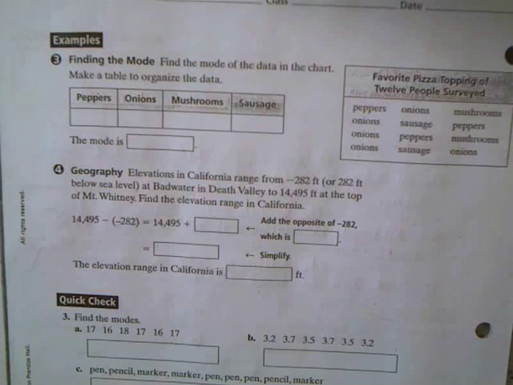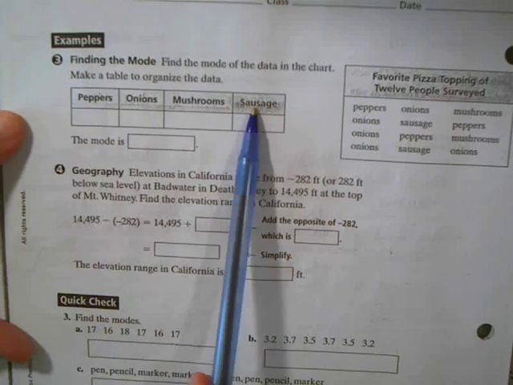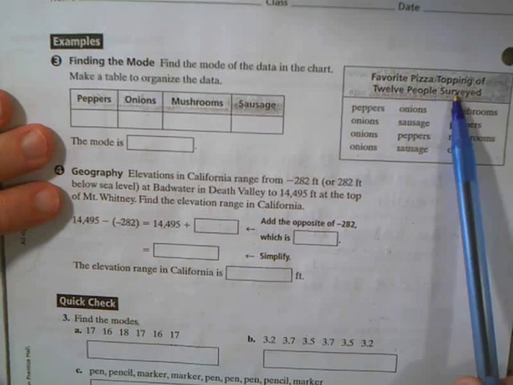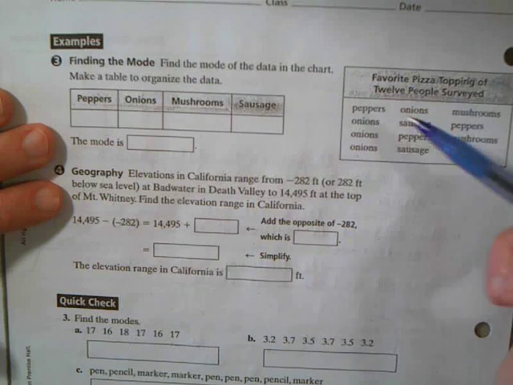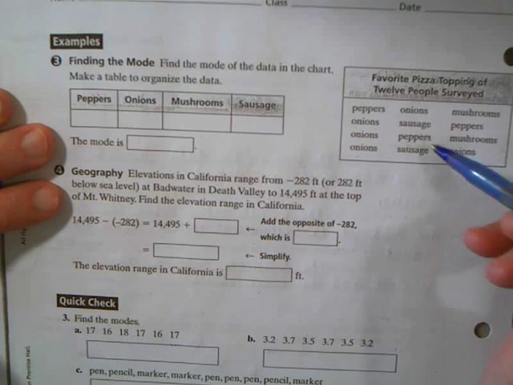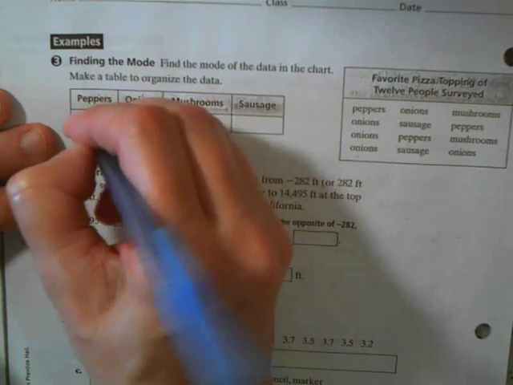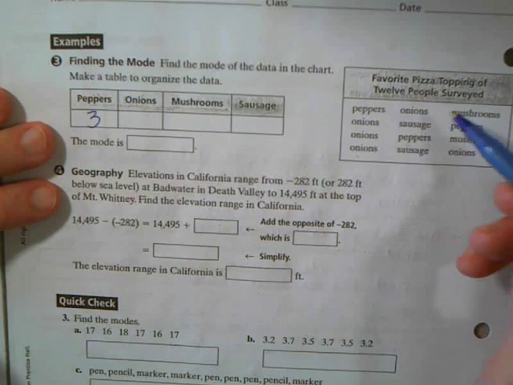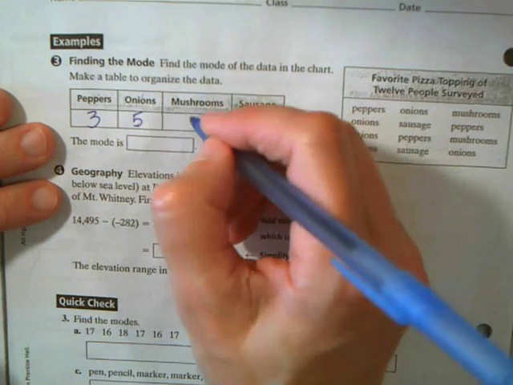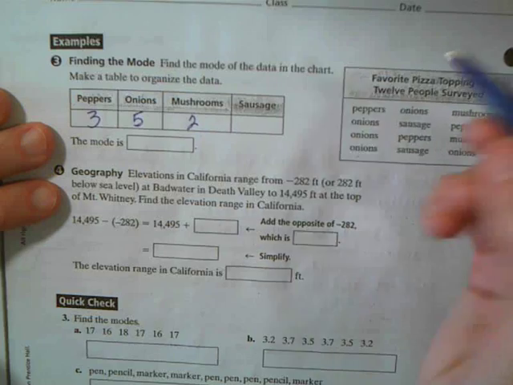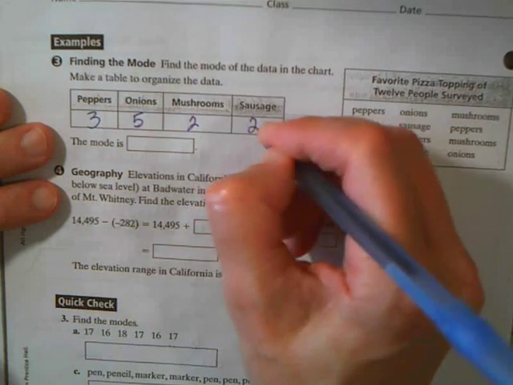Find the mode of the data in the chart. Make a table to organize the data. Okay, so they have a table made for us. And here we have the favorite pizza topping of 12 people surveyed. And we have 4 options: peppers, onions, mushrooms, and sausage. If you go through this, you see that we have 1, 2, 3 votes for peppers, 1, 2, 3, 4, 5 for onions, mushrooms 2, and sausage 1, 2 as well.